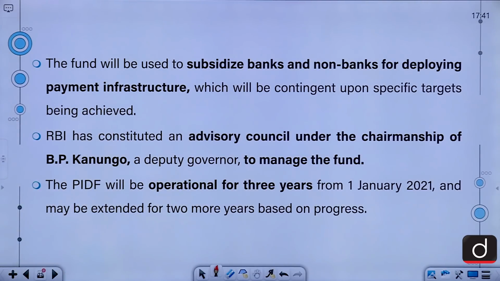Also, RBI has constituted an advisory council under the chairmanship of BP Kanungo, a deputy governor, to manage the fund. The PIDF will be operational for 3 years from 1st January 2021 and it may be extended for 2 or more years based on progress.